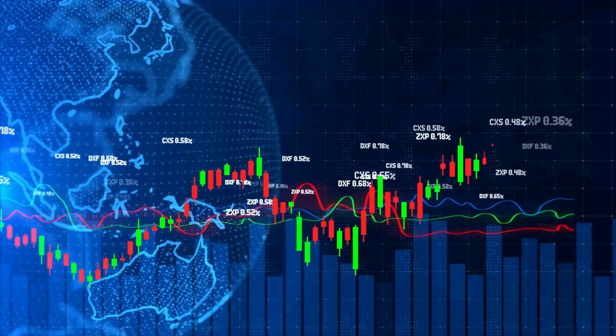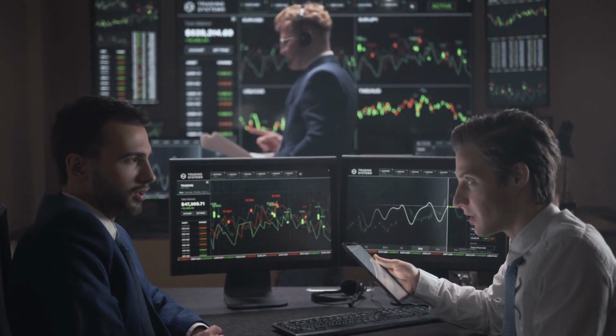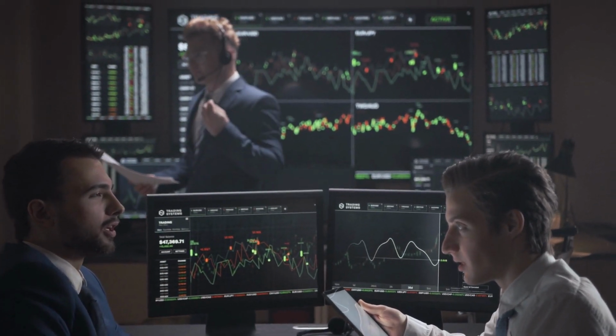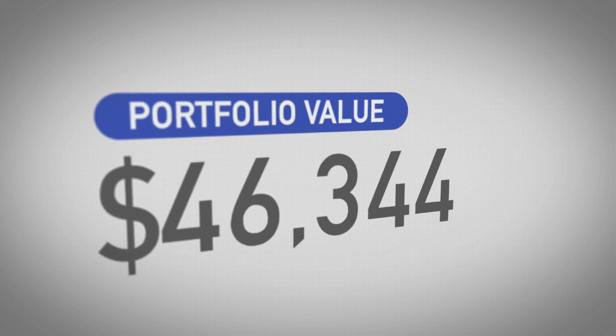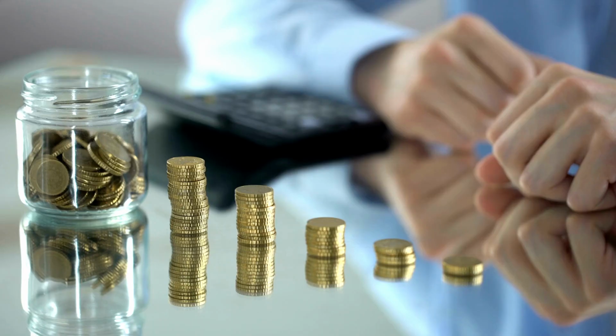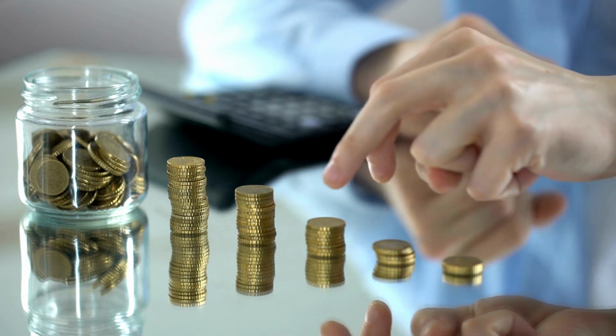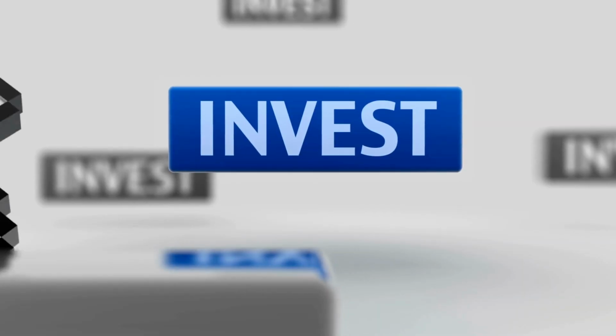Investing can be complex, but with the right knowledge, you can make informed decisions. Read books, attend seminars, and utilize reputable online resources to gain a solid understanding of investment concepts, strategies, and risks. Before diving into investments, it's essential to establish an emergency fund. This fund should cover 3 to 6 months' worth of living expenses. It acts as a safety net, protecting you from unforeseen financial emergencies.